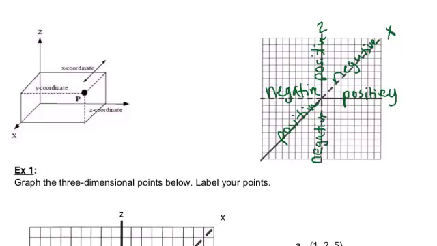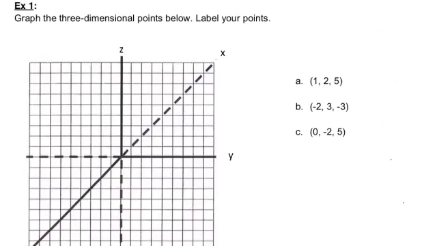So we are graphing just like we did before, only we're adding one more dimension to it. Example 1: we are graphing the 3-dimensional points below and labeling each point. Again, we're looking at how to graph each of these points in 3 dimensions.